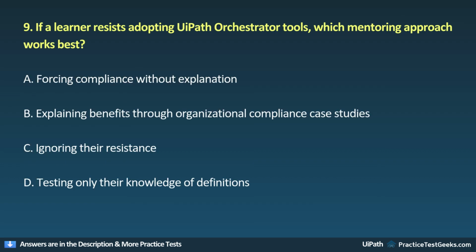9. If a learner resists adopting UiPath Orchestrator tools, which mentoring approach works best? A. Forcing compliance without explanation. B. Explaining benefits through organizational compliance case studies. C. Ignoring their resistance. D. Testing only their knowledge of definitions.